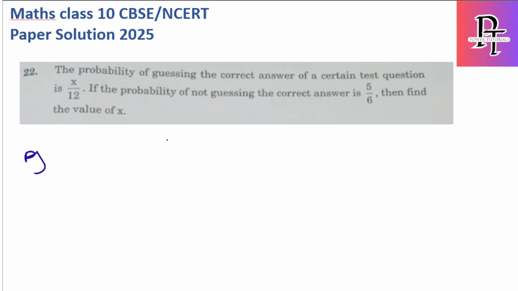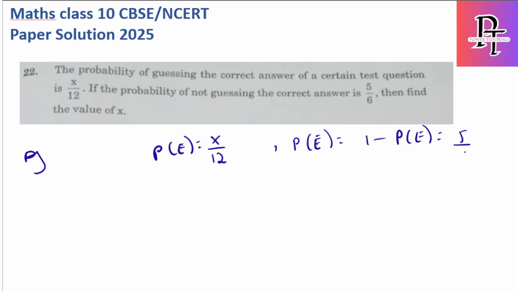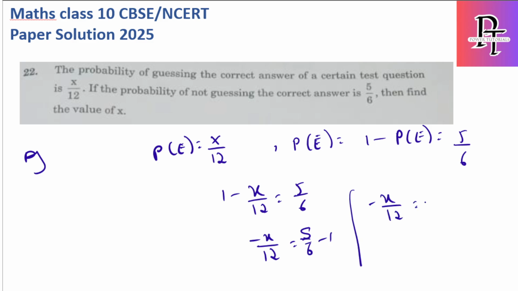22nd: the probability of guessing the correct answer to a certain test question is x by 12. So P of E is x by 12. The probability of not guessing the correct answer, which is P of E bar, I can write as 1 minus P of E, which they have mentioned as 5 by 6. So 1 minus x by 12 is equal to 5 by 6. If I move 1 to the other side, it becomes minus x by 12 is equal to 5 by 6 minus 1, which is 5 minus 6 by 6, which is minus 1 by 6. Minus minus cancel, so x value is 2.